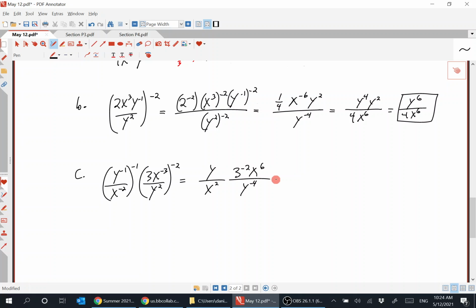Combine the two fractions together. So right here we got these variables x and y, these unknown quantities, and then you have the 3. The 3 is a known quantity. So what's customary is to put the actual number as the first factor and all the unknowns after it. So 3 to the minus 2, that's 1/9.